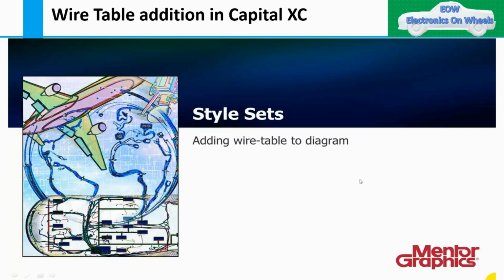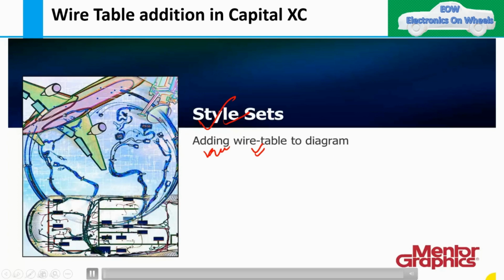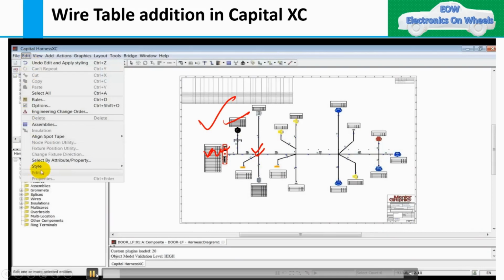So how to do the wire table addition in the diagram if it is not there already? We will see through the style set how we can do it. Right now in Capital XC, you get the wire table automatically when you synchronize through the Capital logic build list. Today we will see this style set and how to add the wire table in the diagram. So let's start. I'm playing one video, as I already told you.